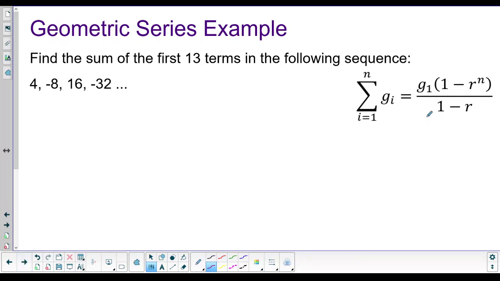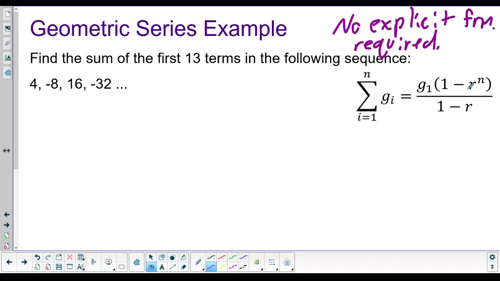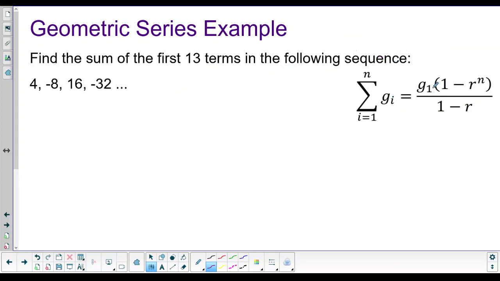So this is nice because there is no explicit formula required. We don't need to know the last term here. So whatever the 13th term is, I don't give a heck. You know what I mean? So we just need to figure out what is the first one, G1, what is our common ratio, or what are we multiplying by, and then how many of these numbers are we adding together.